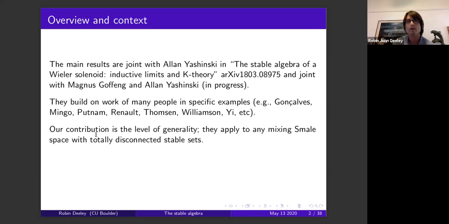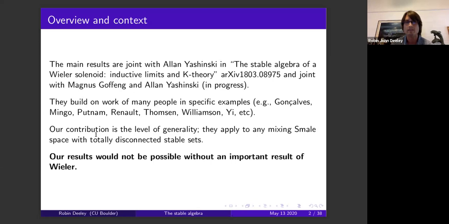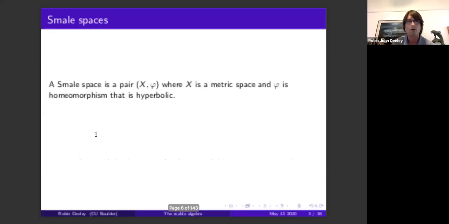And then the last thing I wanted to mention is in the title, there's this Wieler solenoid mentioned. I'm not going to mention her result too much, but I just want to make explicitly clear how important this result is. This is the result that makes everything go. Susie Wieler was a PhD student of Ian Putnam in Victoria. So I just wanted to make sure that that result gets the credit it's due. All right, so enough overview and context.